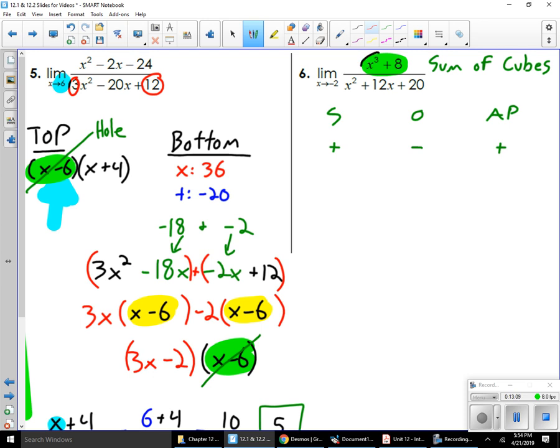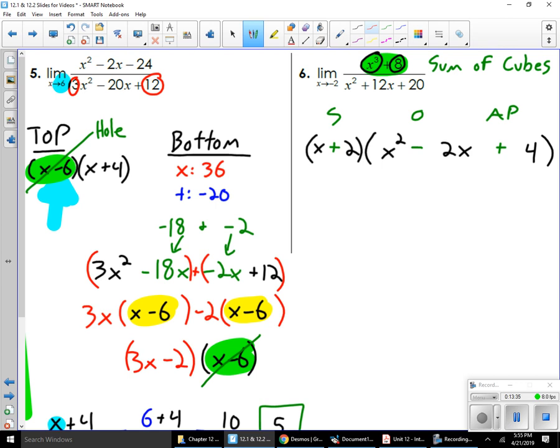The cube root of x cubed is just x. The cube root of 8 is 2. So my first binomial is going to be an x plus 2. And then when I go to build the trinomial, I'm going to have an x squared. My last one will be a 2 squared, which is 4. And my middle term will be a 2 times x, those two cubes put together.